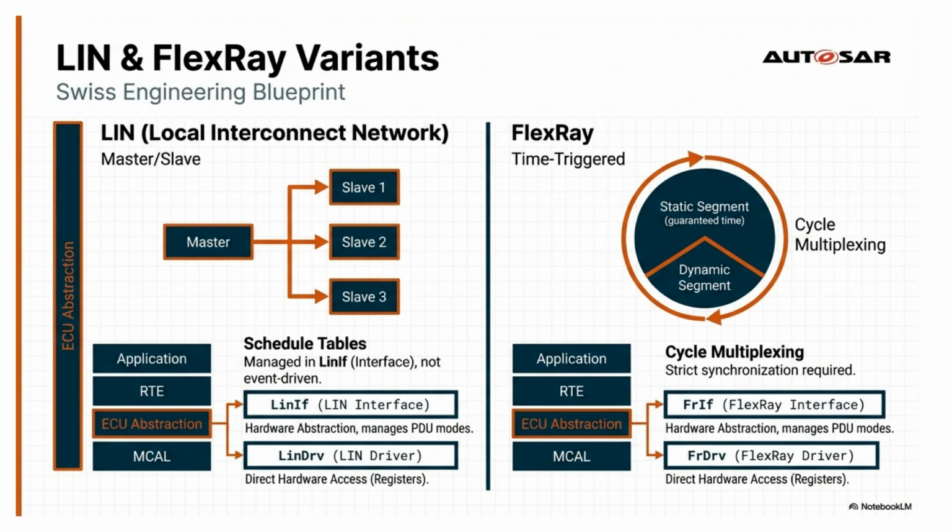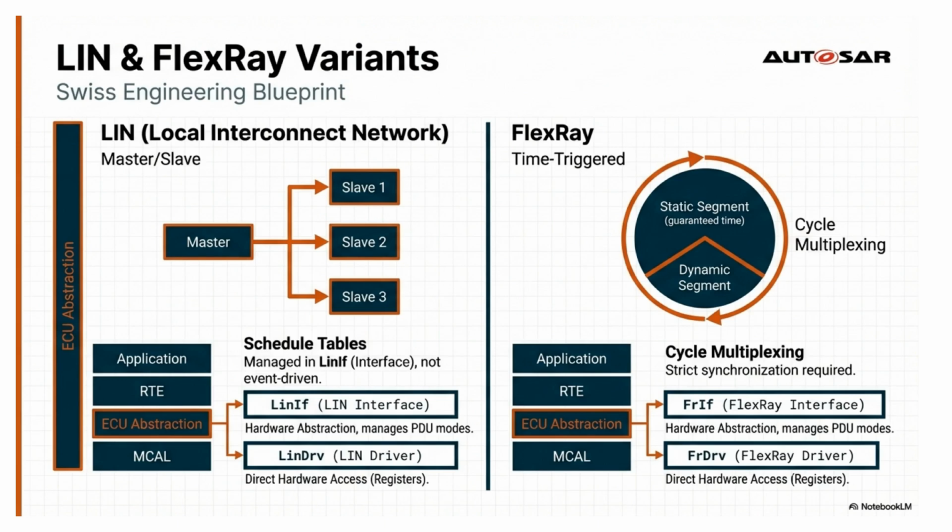On the opposite end of the performance spectrum is FlexRay, a high-speed, 10 megabits per second protocol designed for deterministic, fault-tolerant communication. FlexRay is essential for safety-critical X-by-wire applications, such as steer-by-wire or advanced ADAS systems, where data must arrive within microseconds of a predicted time.